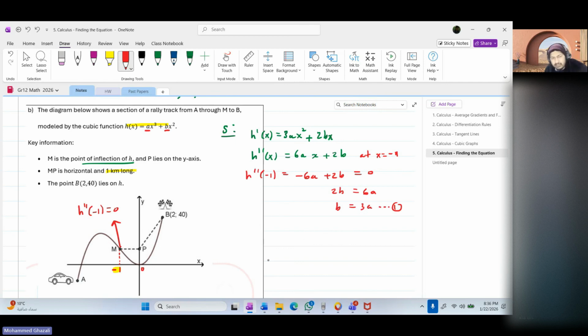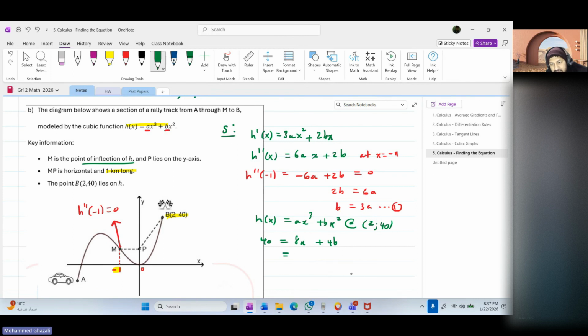Now, how are you going to set up equation 2? If you're looking at this entire cubic function, don't put 0, 0. Go to (2, 40). Take the value of (2, 40) and put it into h of x. So h of x is equal to ax cubed plus bx squared at (2, 40), because (2, 40) lies on the graph of h. So the y value is 40 and the x value is 2. So 2 cubed is 8: 8a plus 4b.